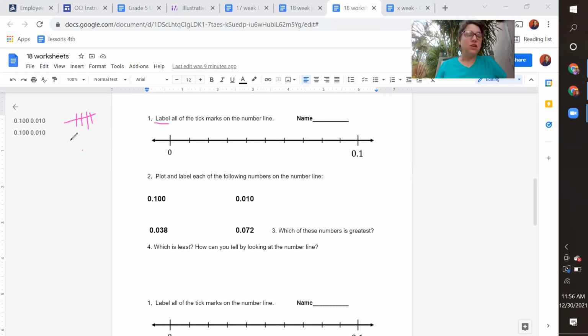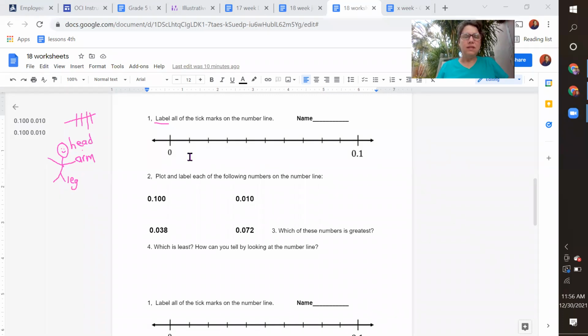So we're going to label, which means write what it is. If you draw a picture, you'll label it. Here's a picture, and I might label it arm, or head. What are you doing? I am labeling the picture. That's the head, the arm. What would I write here? Leg or foot. So label, super important. Label all of the tick marks on the number line. So I'm going to do that.